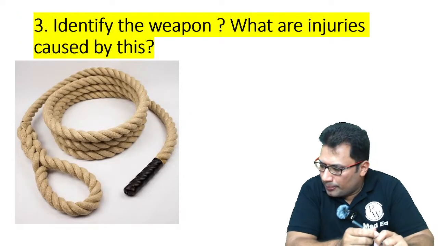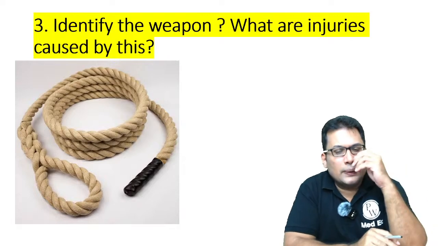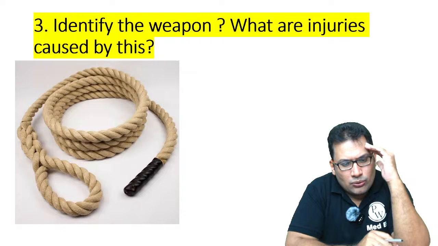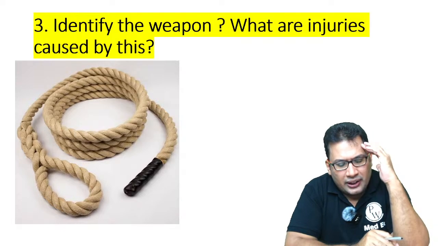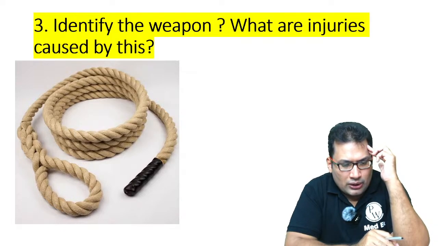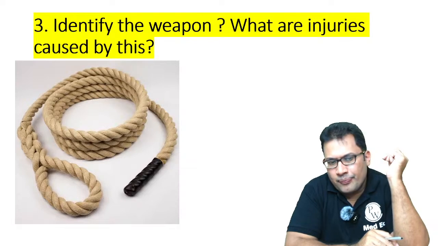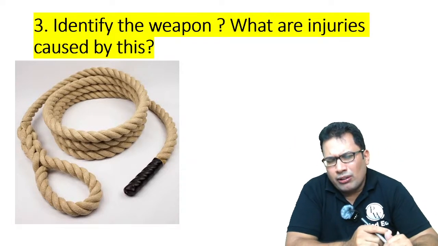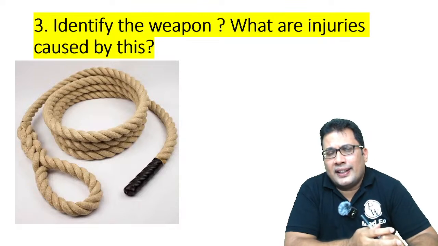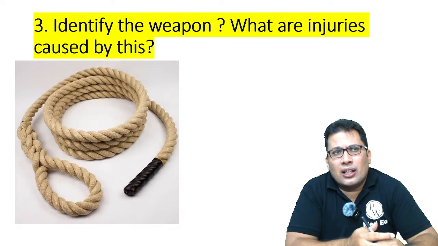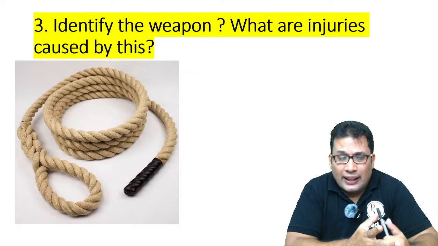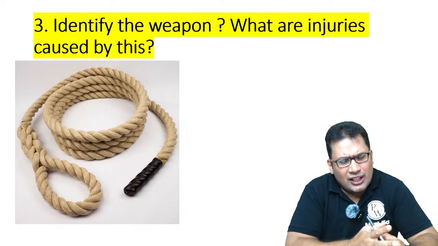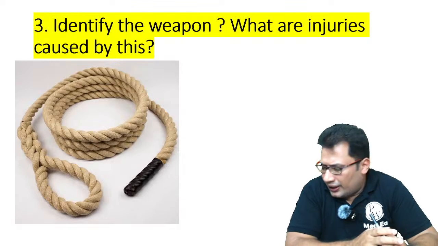Next photo. Identify the weapon. What are the injuries caused by this? Come on guys, what is it? Can we answer this? The weapon can be an iron rod, a bat, a cycle chain, a knife, a dagger, anything can be asked. Very simple, you can answer in the exam, no problem.